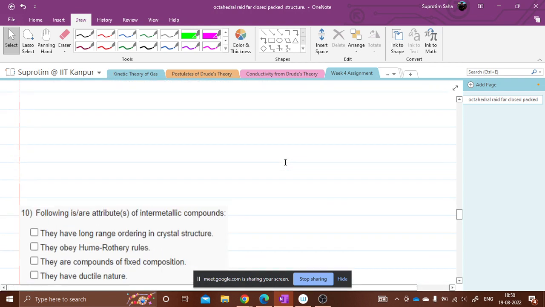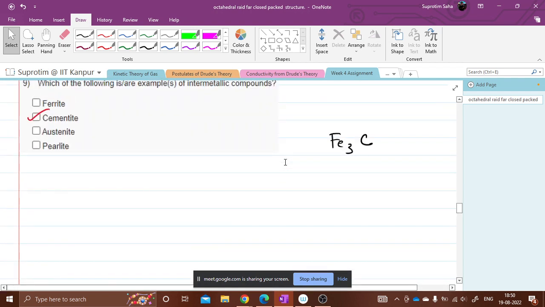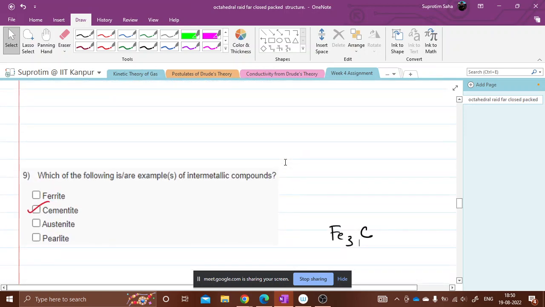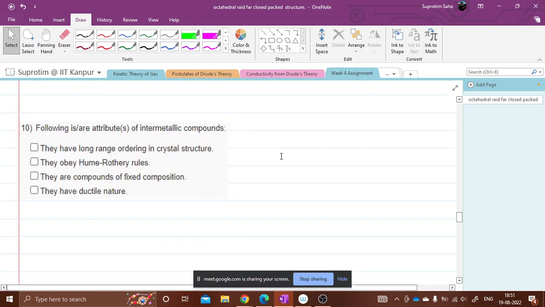So this is Fe3C cementite, a fixed number of three atoms of iron and one atom of carbon. So cementite is the answer among the four options given. These are intermetallic compounds, right? So following are the attributes of intermetallic compounds.